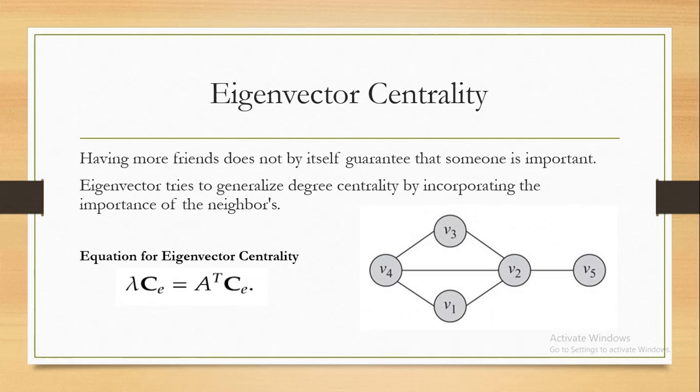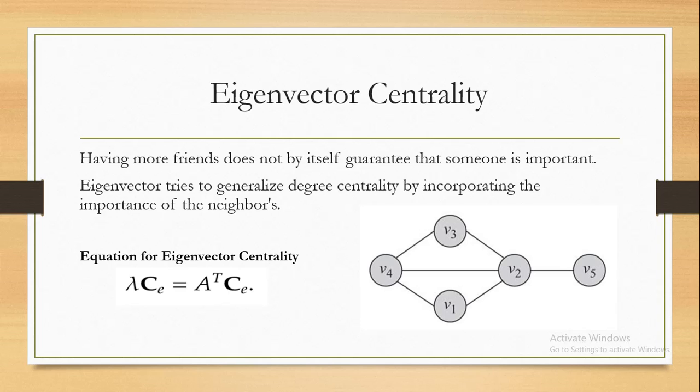So the second is Eigenvector Centrality. In degree centrality, we consider nodes with more connections to be more important. However, in real world scenarios, having more friends does not by itself guarantee that someone is important. Suppose in your classroom there are 60 students and a particular student is having friendship with all other students, so his degree would be 59.